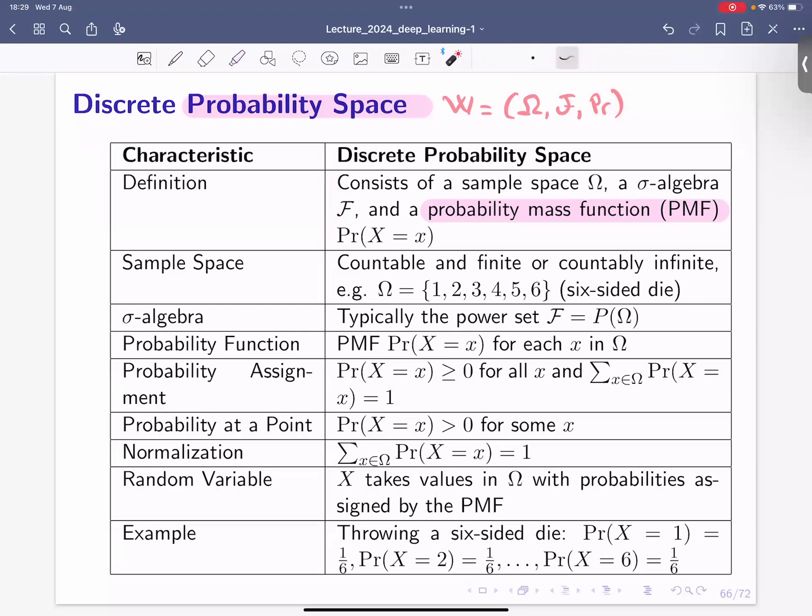What is the sample space? The sample space is going to be something countable and finite, right? An example is the die with 6 different faces. We've seen this before. Sigma algebra, we've seen examples before. For instance, you could take the power set. And then, as I mentioned before, this probability measure has to satisfy some properties. We said it had to be non-negative, and it has to be normalized. So this is how you define the discrete probability space.